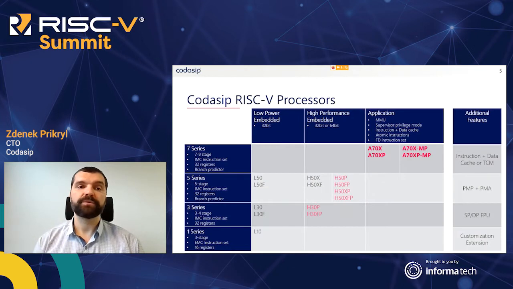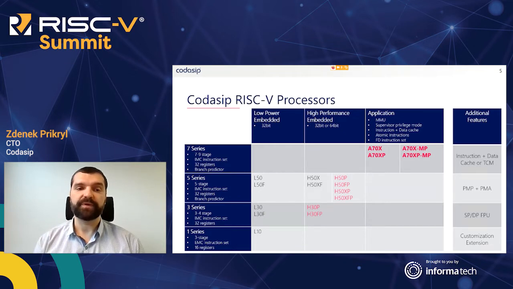So let me introduce the RISC-V processors in a more general way. As you can see in this table, this is quite a big one. In the columns we have classes such as low power, high performance, or application, and then in the rows you can see series. Depending on the application needs that you have, you can pick and choose whatever is in this matrix.